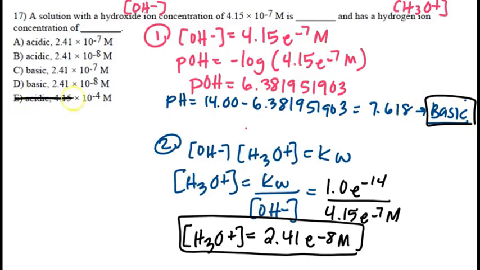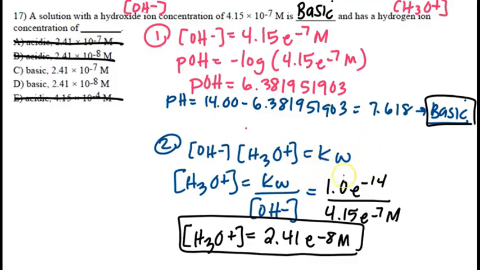So automatically, I can get rid of letter E, I can get rid of letter B, and letter A. Now I'm down to C or D. So of course, I have to do the second part. So this part is basic here. The second part is, what is the hydrogen ion concentration? Well, we know that OH- multiplied by H3O+ is equal to the Kw value.